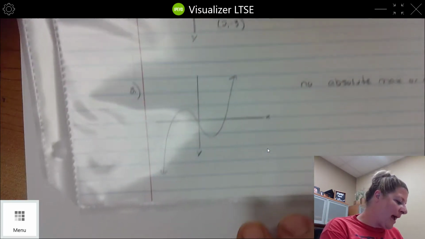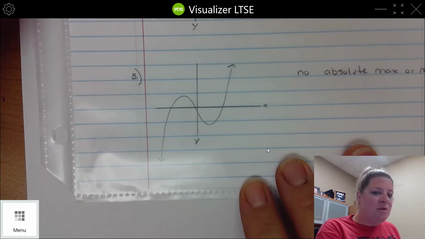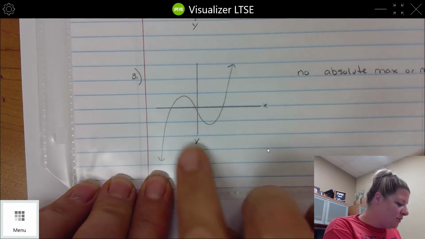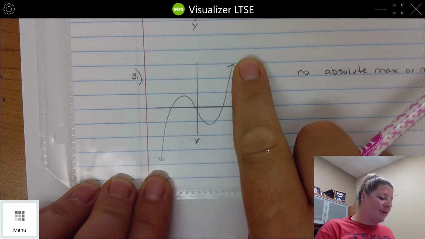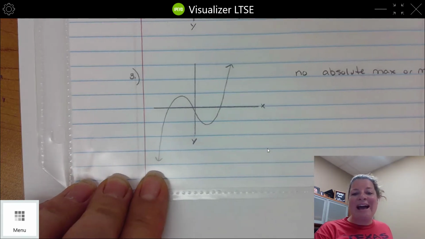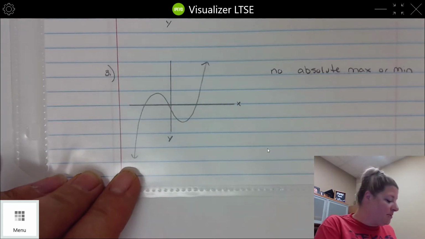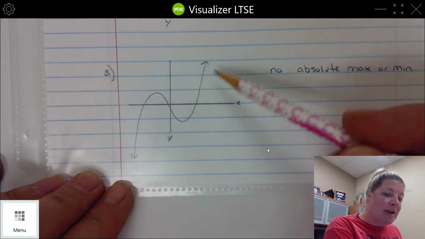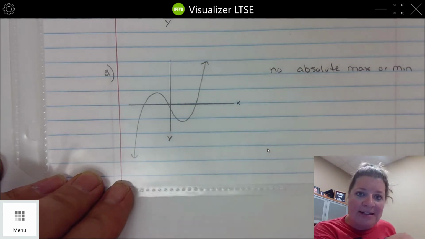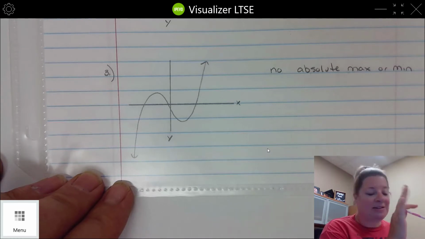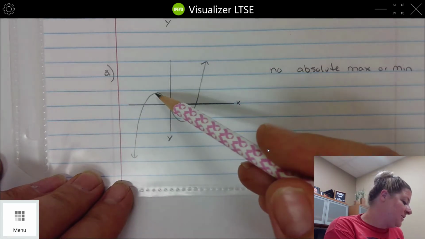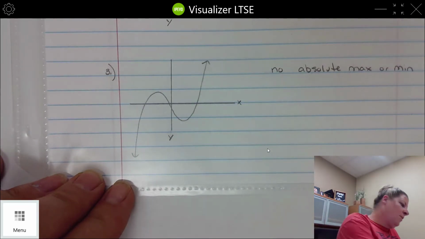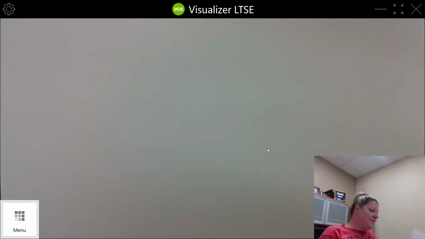Here's one more from a graph. Notice this one goes on forever down and then whoop, whoop, whoop, and up forever. This one does not have an absolute max or absolute min because we can't find the lowest point and we can't find the highest point. Do we have a local max and a local min? Yes. Local max, local min, but no absolute. All right, so those are my graph ones.